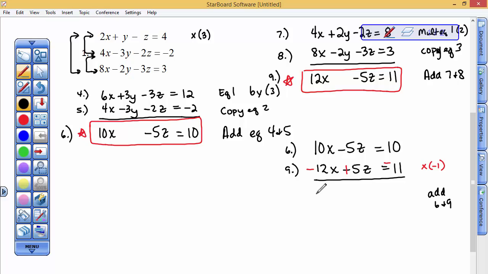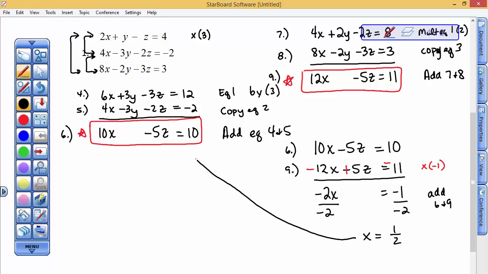So 10 minus 12 is a -2x. 10 and a -11 is a -1. I'm going to divide both sides by a -2, and finally I have an answer for one of my letters. x is 1/2. I will take this answer and put it into one of the two red equations. Please don't go back to the beginning. It's too much work. So, one of the two red equations.